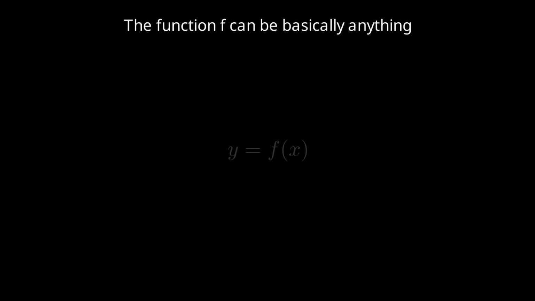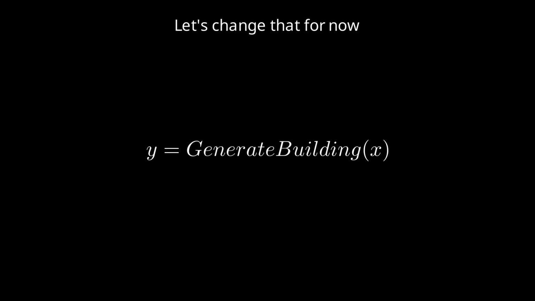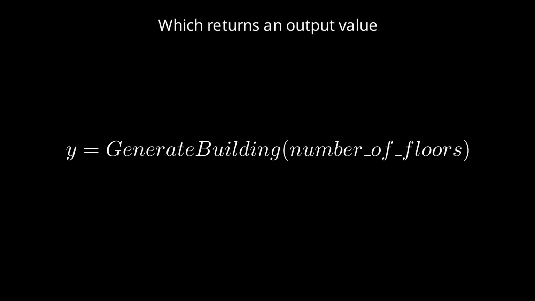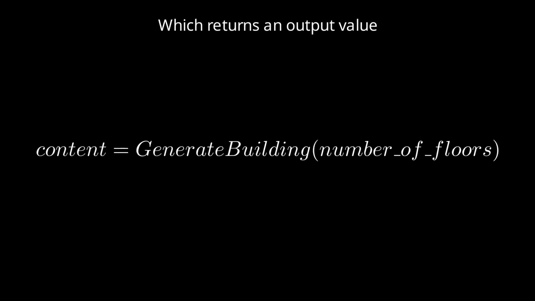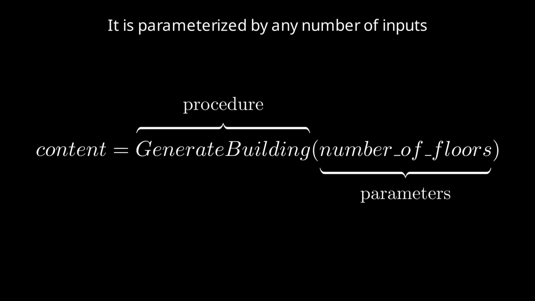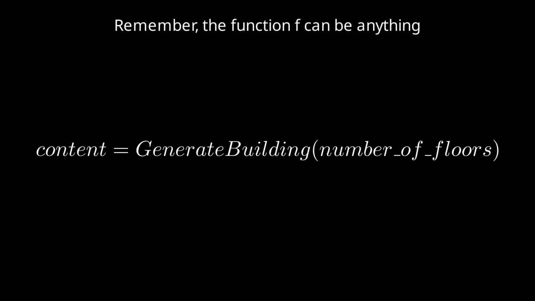So back to the basic function, you can basically model anything with this function f. So let's call it generate building. And if we change to that, what we can see is that we can add parameters to that function. So the number of floors, say, and we get some content as output. The generate building function can be arbitrarily complex, and it can be parameterized by any number of parameters.